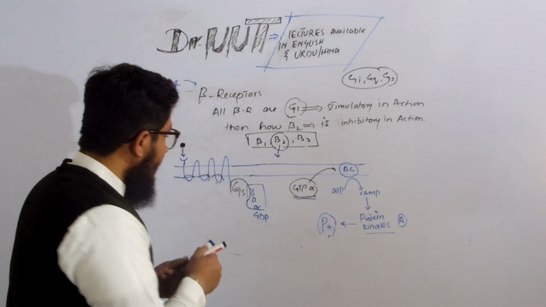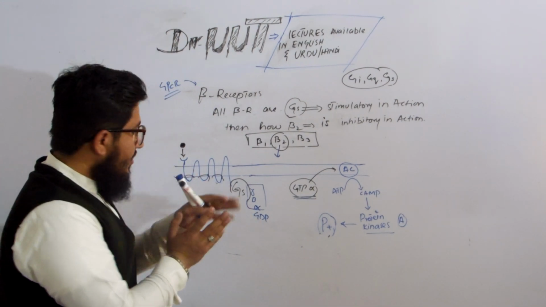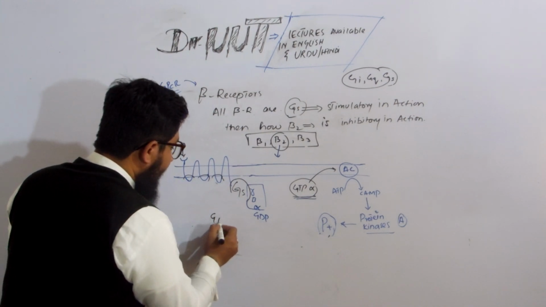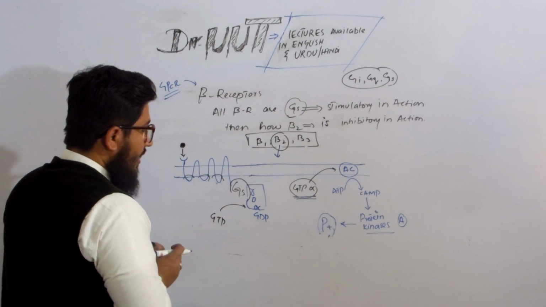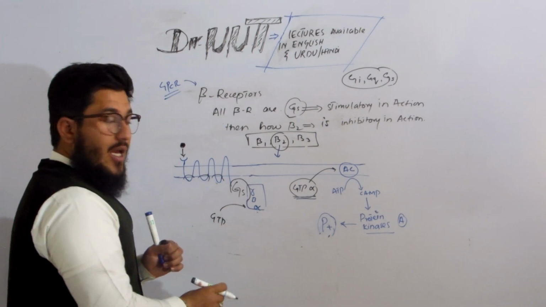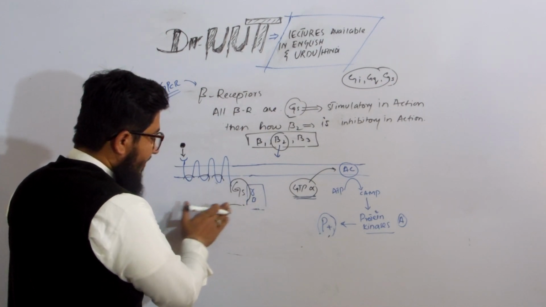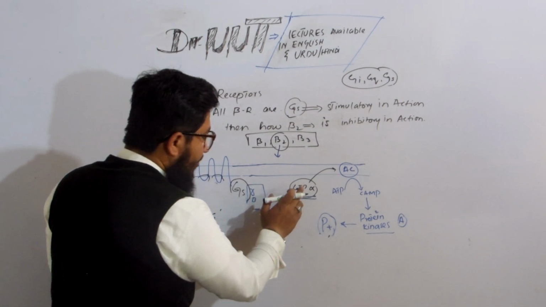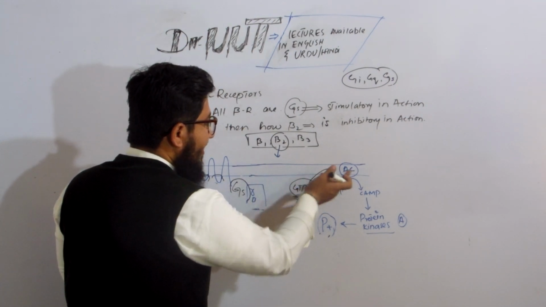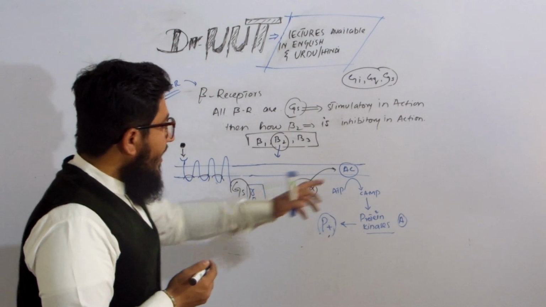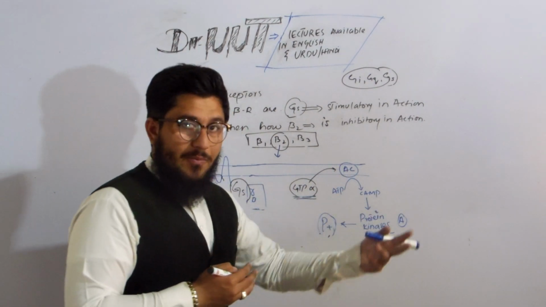What is the on state? GDP and alpha subunit, when they are in combination, this is the off state. When GTP takes this alpha and GDP, this GDP will be replaced and alpha will combine with the GTP. Then they will shift from here to here. Now GTP and alpha will come and their function is to activate the adenylyl cyclase. Then adenylyl cyclase is supposed to convert ATP into cyclic AMP.